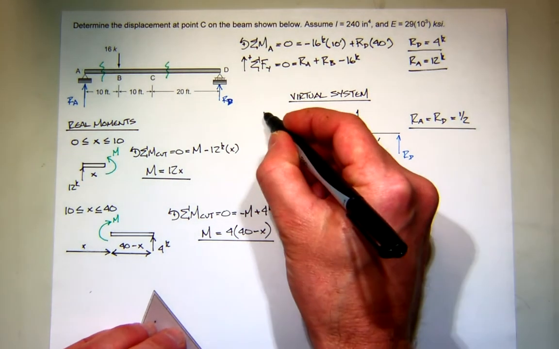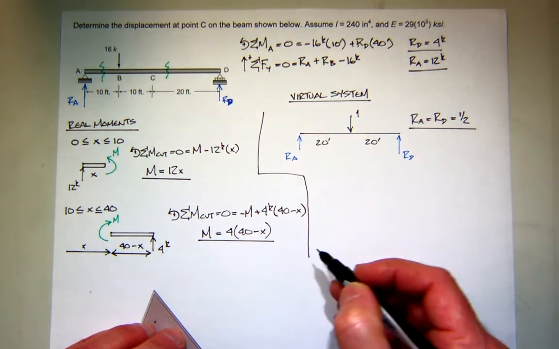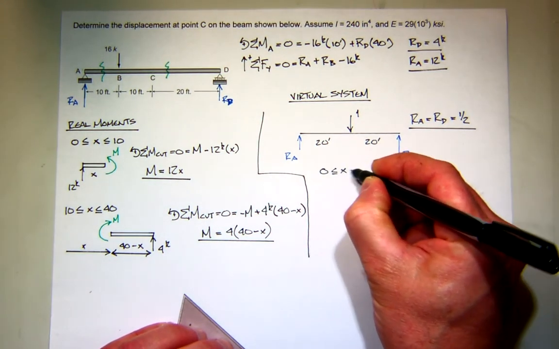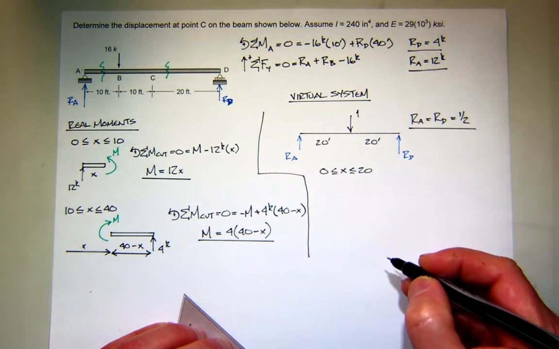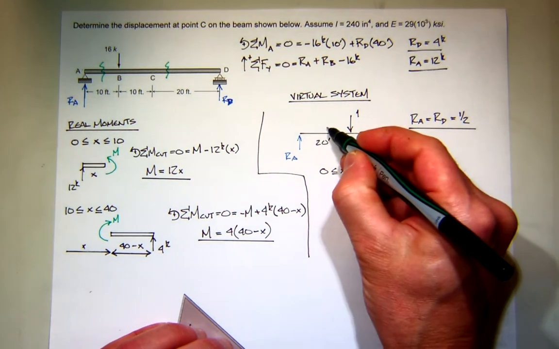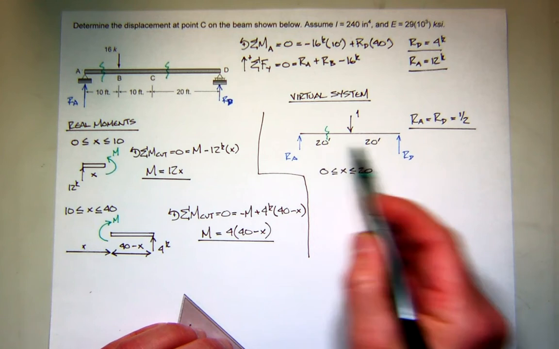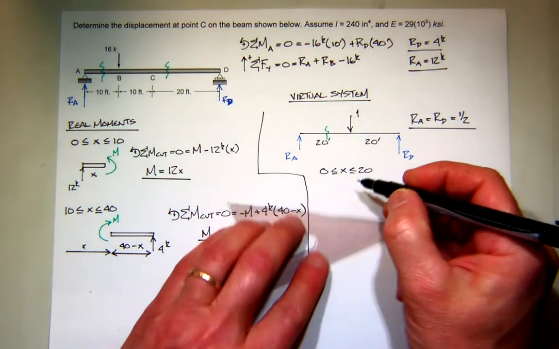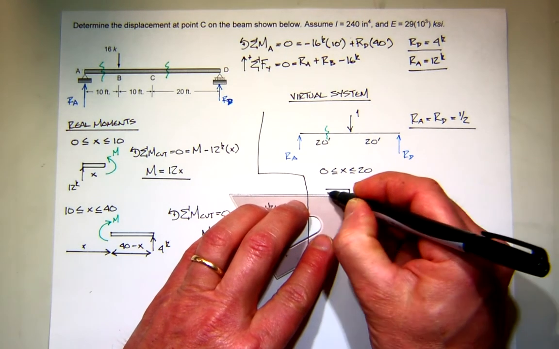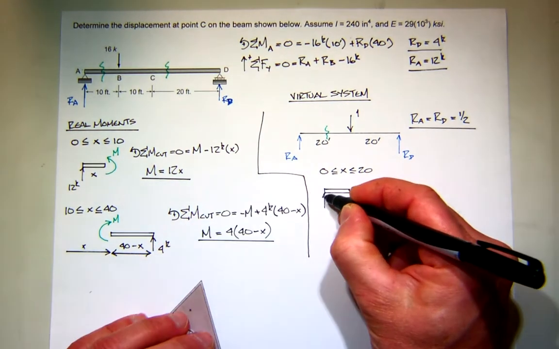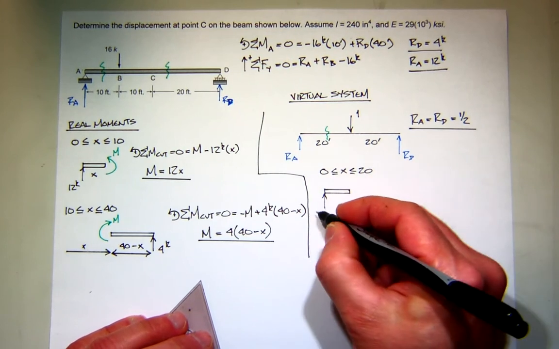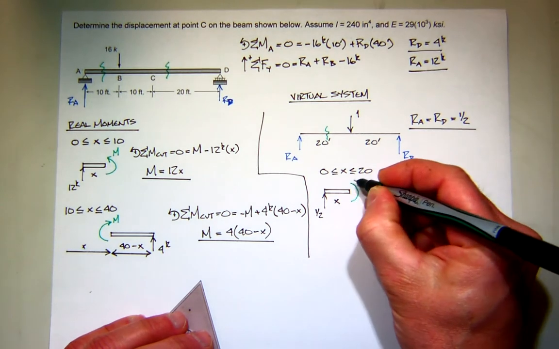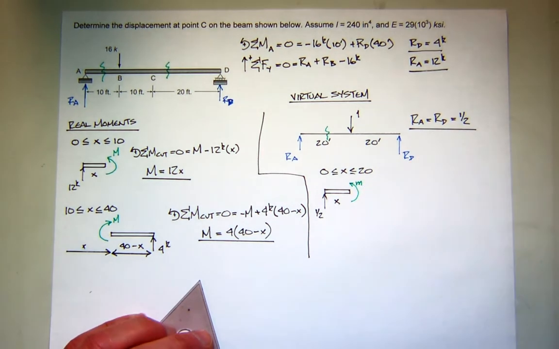So let's do that. I'll put a little squiggly line there. So let's do from 0 to 20 for this system. I'm going to cut it somewhere here. Left side or right side? I think the left side is going to be a little easier to deal with, so I'll draw a free body diagram for that. I know my reaction at A is 1/2 at some distance x, and I want the moment. Now this is a virtual moment, so I'm going to use the lowercase m to distinguish that.